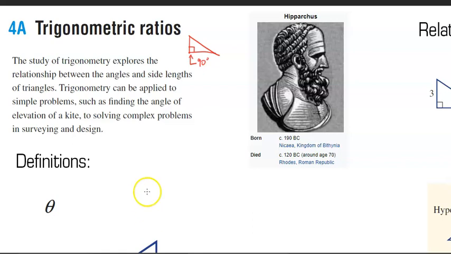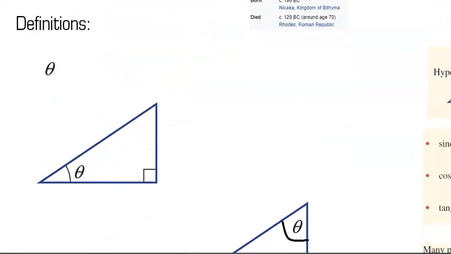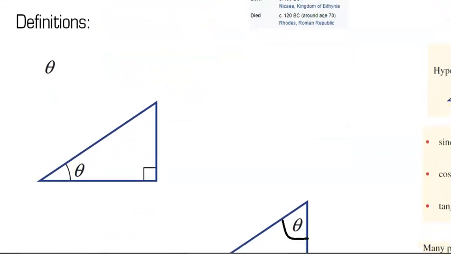All we're looking at is the side lengths of a right angle triangle in conjunction with the angle inside it, and we're trying to look for relationships between these two. When I say relationships, I'll get to that later down the track, but before we do, we have to come up with some definitions before we can explore this. So let's just keep it as simple as possible. We're dealing with right angle triangles.